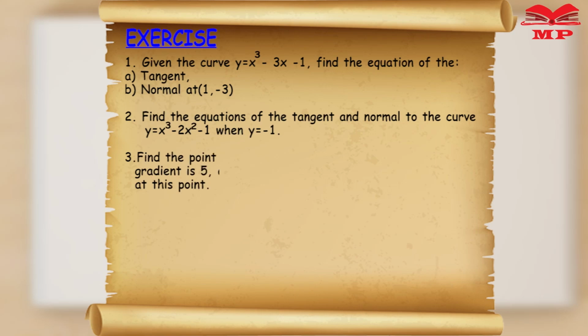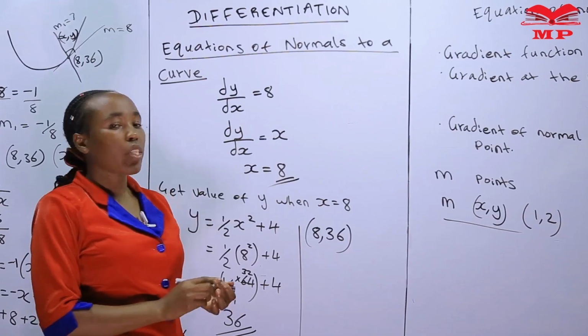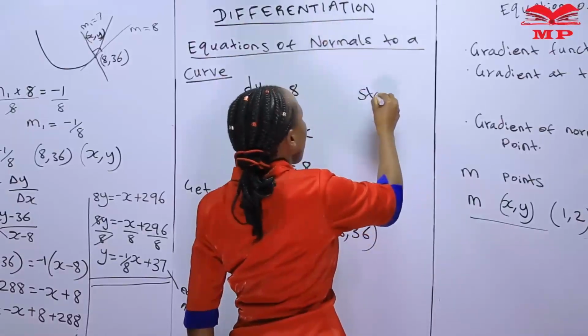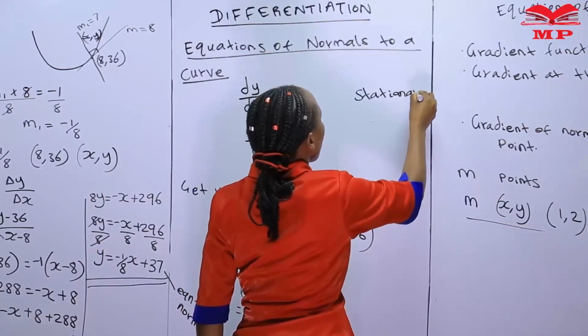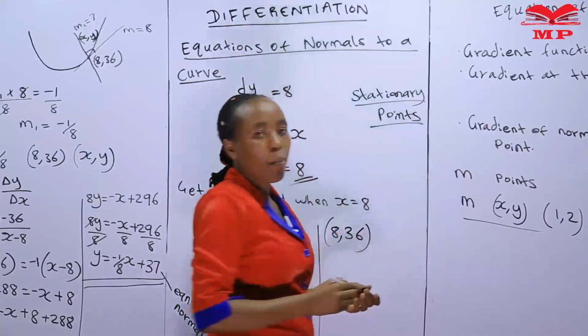Finally, find the point on the curve y is equal to x squared minus 3x plus 7 at which the gradient is 5, and the equation of the tangent and the normal at this point. Ensure that you do those 3 questions so that during the next lesson we can look at what we refer to as the stationary points, that is in a curve, the stationary points.